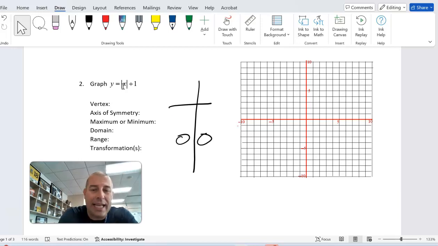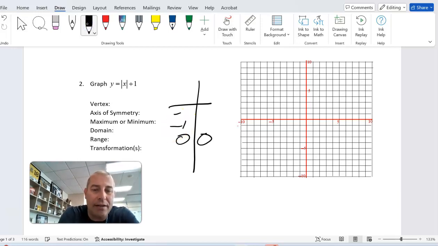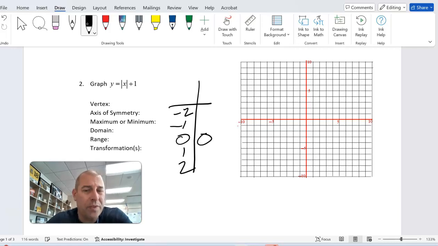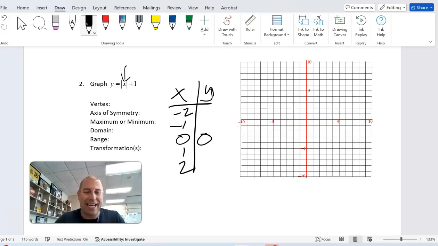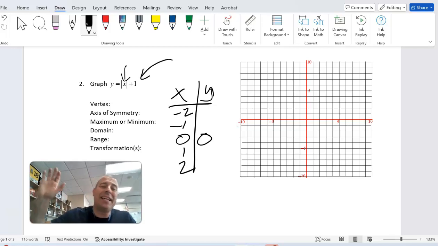So that lets me know I can still choose my -1, my -2, my 1, and my 2. Now, this is your x, this is your y. Because the person inside controls the left or right, and there's nothing going on here, we leave it alone. But now that we've got this +1, it's going to end up moving our graph up 1. So we're going to get the original points first, and then we're going to start moving things around. So we're focusing just on that parent graph.